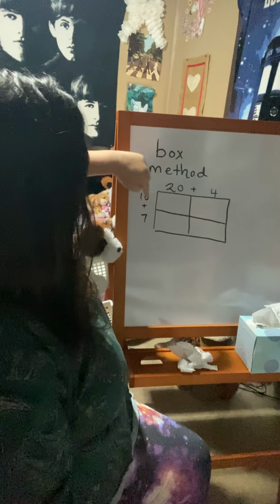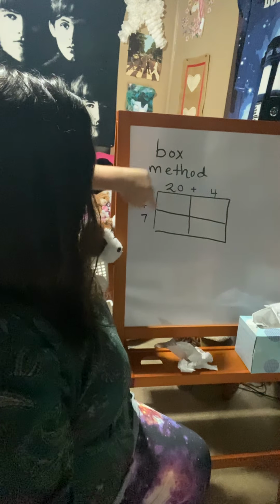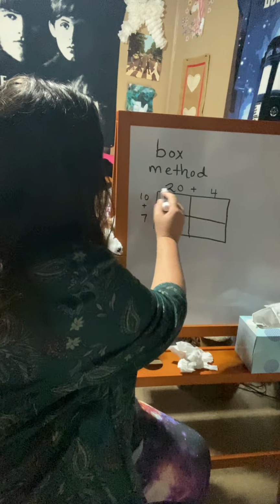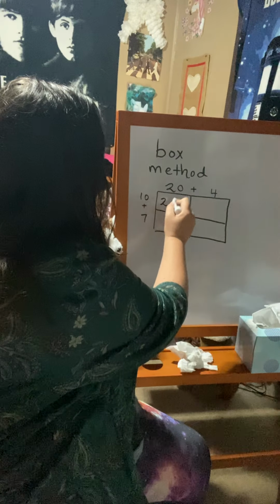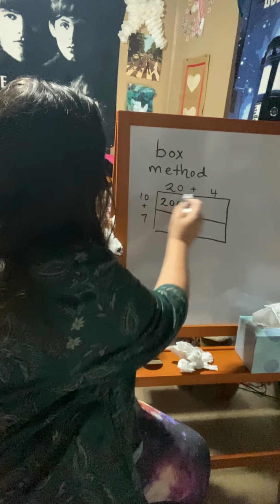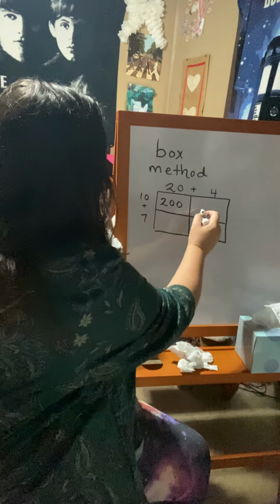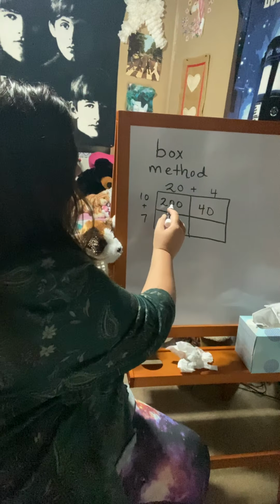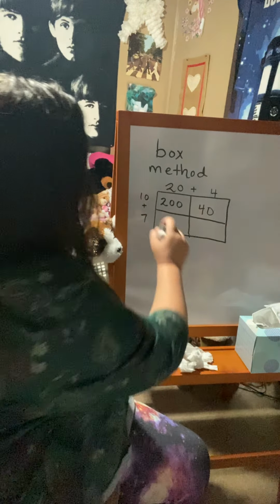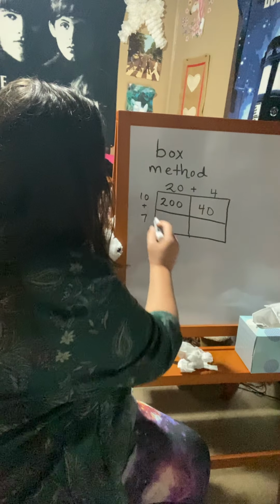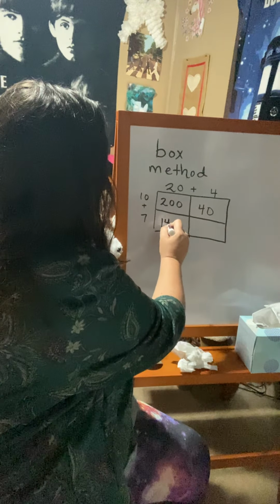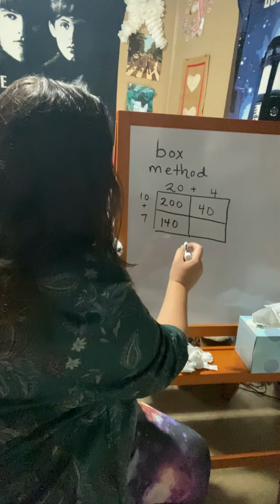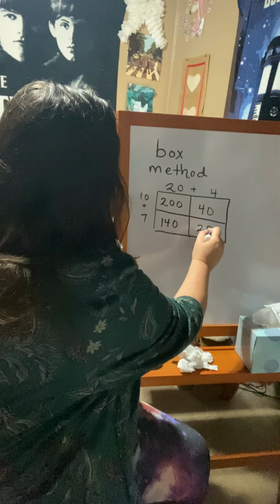So now we're going to do all of the problems. We're going to multiply. 10 times 20. Well, 1 times 2 is 2, and add on the zeros. 10 times 4. Well, 1 times 4 is 4. There's only 1 zero in that problem. So we have 240. And then 7 times 20. 7 times 2 is 14, plus the 1 zero. And then 7 times 4. 7 times 4 is 28.